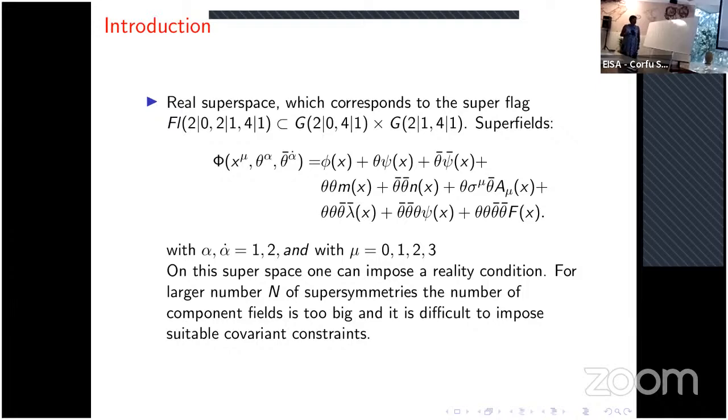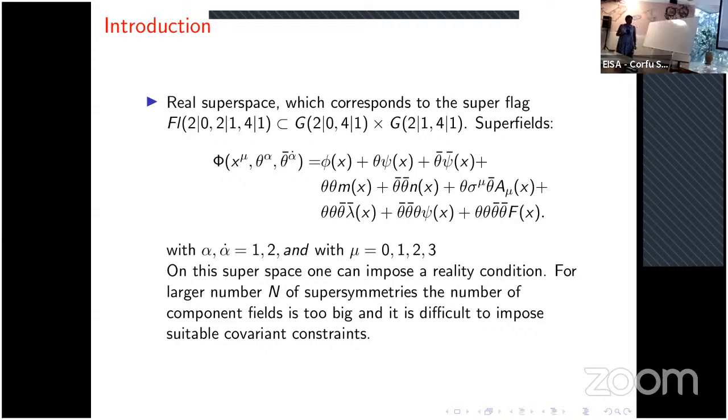Then we have the real superspace. To get this, we have to go to the flag of 2|0 subspaces inside the 2|1 subspaces inside the space 4|1. And the superfields are like this. You see that it's a longer superfield because now we have four odd variables, the chiral Weyl spinor and the anti-chiral Weyl spinor. To get the real form, one will be the complex conjugate of the other. So in the real case we have many more component fields. Still, this is a superfield that is useful for physical applications.